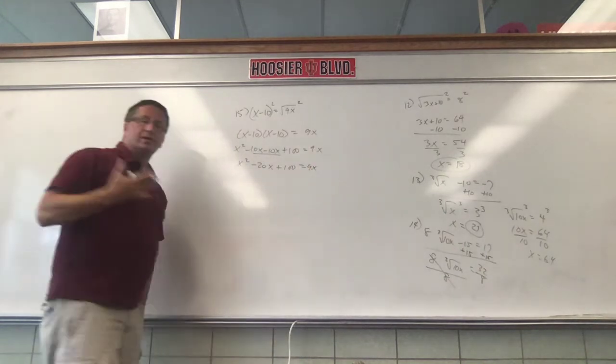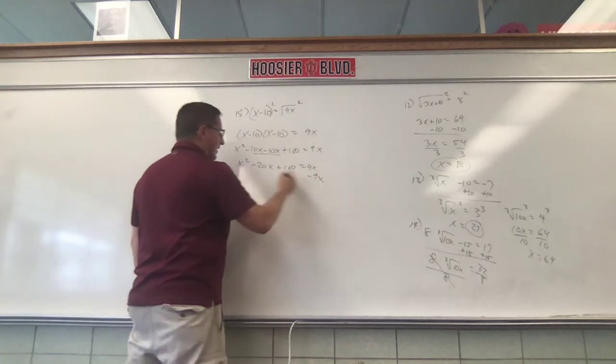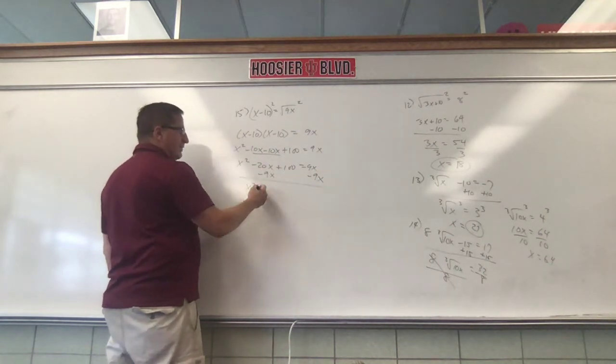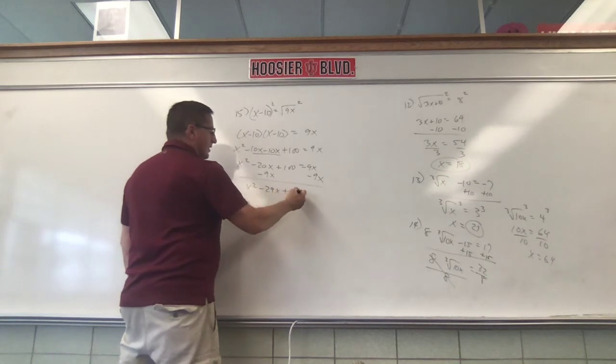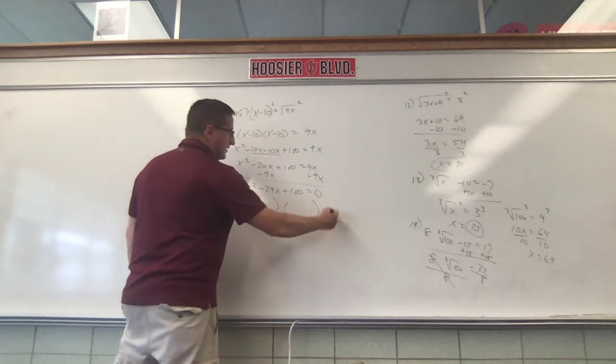And if you remember, this has to equal 0. It's second degree. It has to equal 0. So get rid of that 9x. We do that. We have x squared, negative 20 minus 9 more is negative 29x plus 100. Okay. We factor: two sets of parentheses.